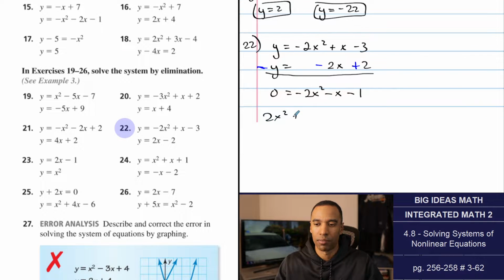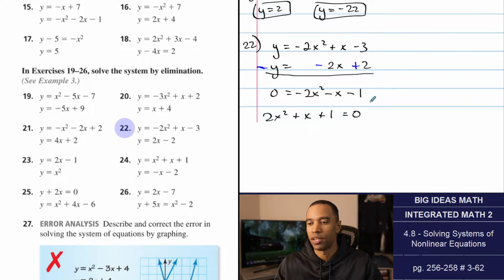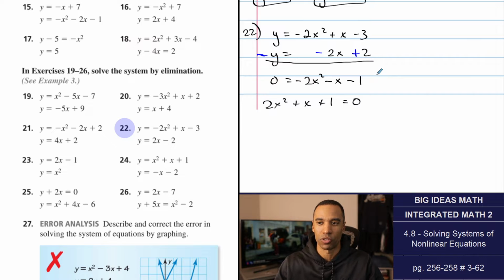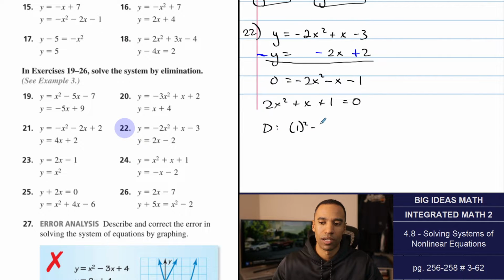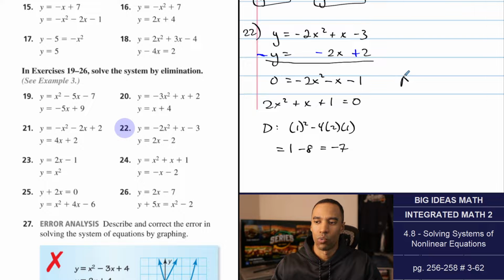2x squared plus x plus 1 equals 0. That doesn't look factorable to me. It's not factorable. If you want to confirm that there's probably no real solution here, let's go for that discriminant and do b squared minus 4ac. And you'll see that we get 1 minus 8, which is negative 7. No real solutions in this case.